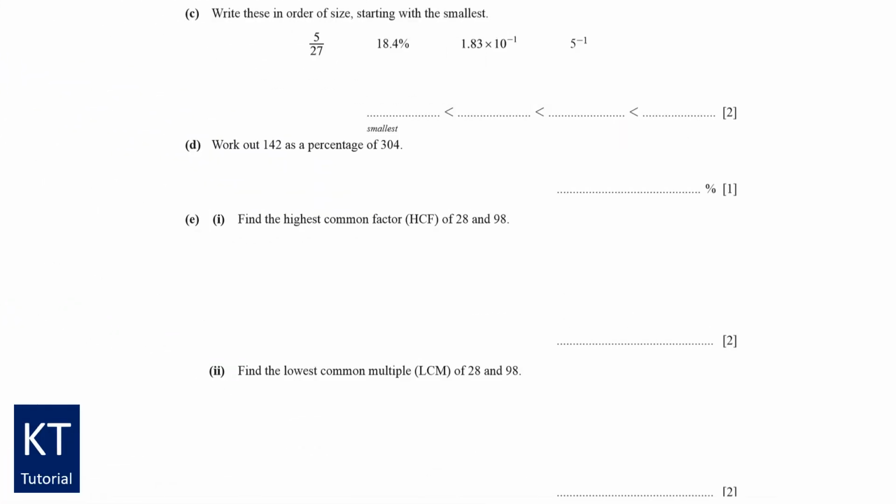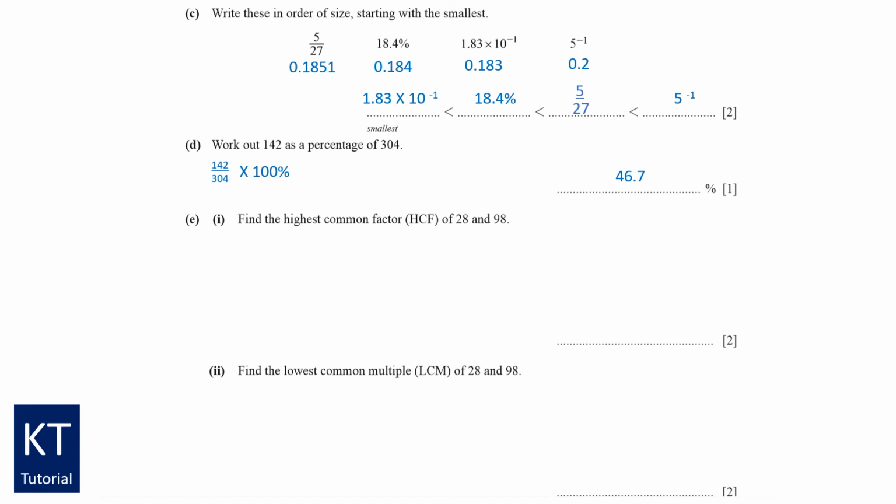Question 1C. Write these in order of size, starting with the smallest. For questions of this kind, it's best that you convert all of the numbers into decimals as they are easiest to compare. Do use the calculator as required. Question D. Work out 142 as a percentage of 304.